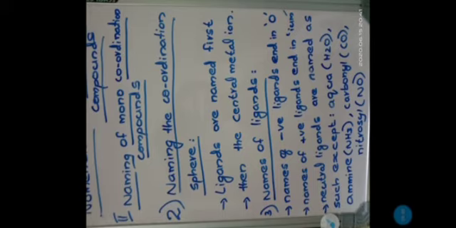Now the second point, naming the coordination sphere. Ligands are named first, then the central metal ion. First of all, we will be naming the ligand, then only we will give the name of the central metal ion. When we are giving the name of ligands, what are the things that we want to take care? Name of negative ligands will end with O. Name of positive ligands will end in EM. Neutral ligands are normally named as such except aqua for water, amine for NH3, carbonyl for CO, nitrosyl for NO.